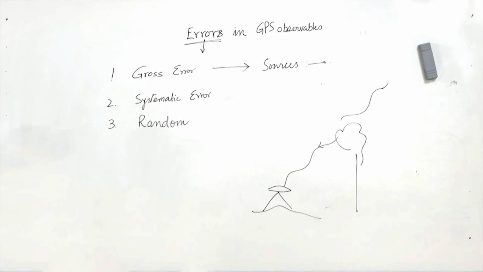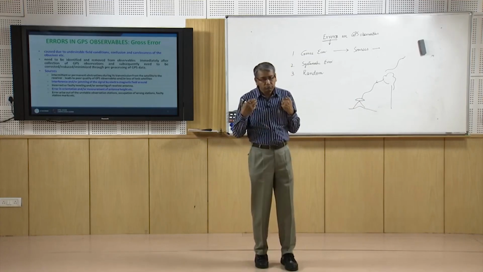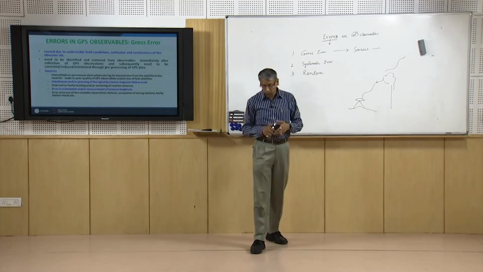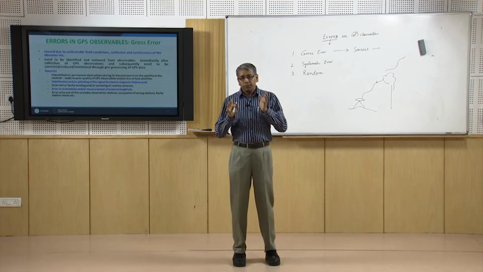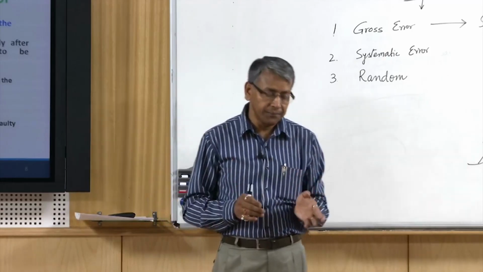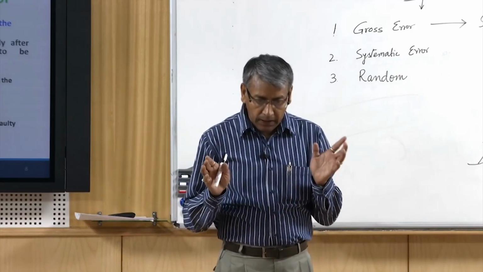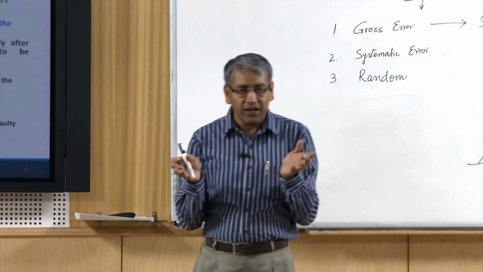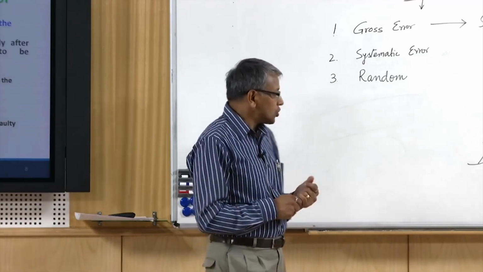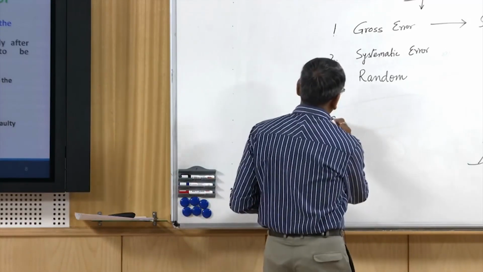So how can we minimize or remove them? First thing is that we should plan our GPS observation in such a way that there is enough number of satellites visible during the time of observation. We should give enough cutoff angle.